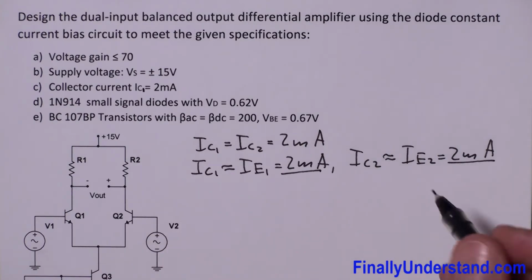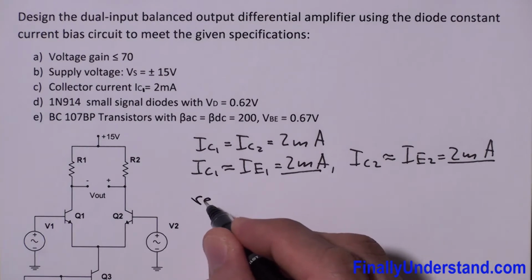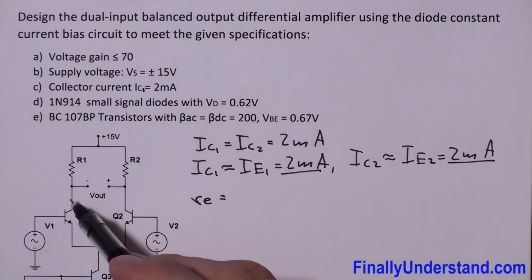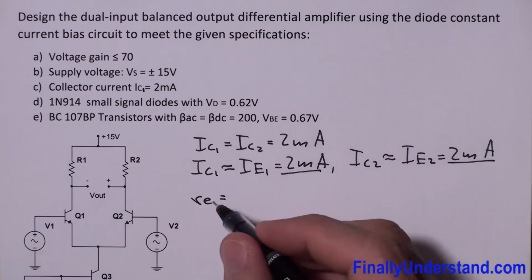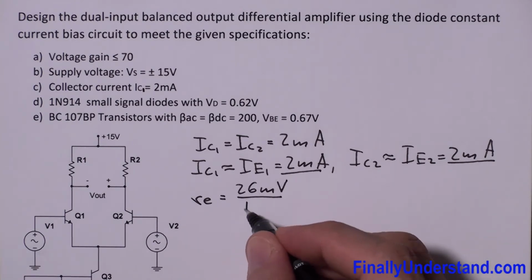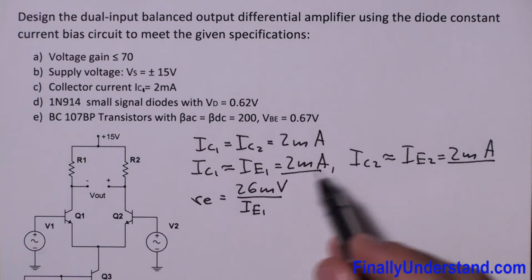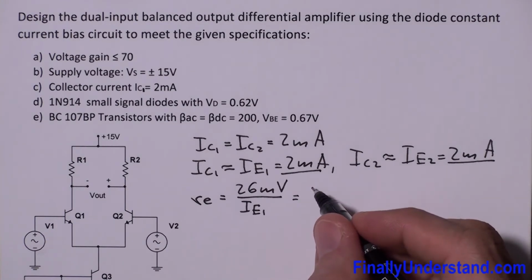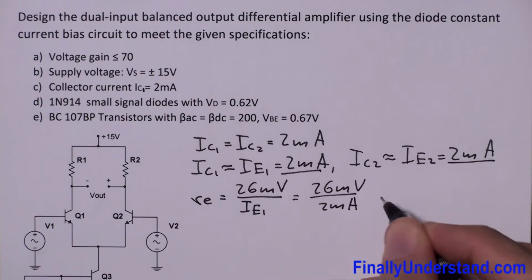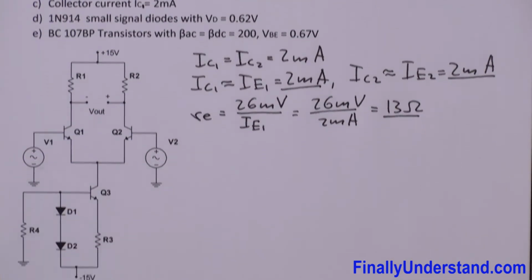So what are we supposed to do next? We know the currents and we have given gain. If I have given gain, I'm supposed to find small re. Why? Because I'm going to use the formula for the gain to find the value of resistance which is connected to the collector of transistors Q1 and Q2. So re is equal to 26 millivolts over IE1, and remember it could be IE1 or IE2, doesn't matter which one, because the values of both of them are the same. So this is equal to 26 millivolts divided by IE1, 2 milliamps, is equal to 13 ohms. So this is the value of small re.